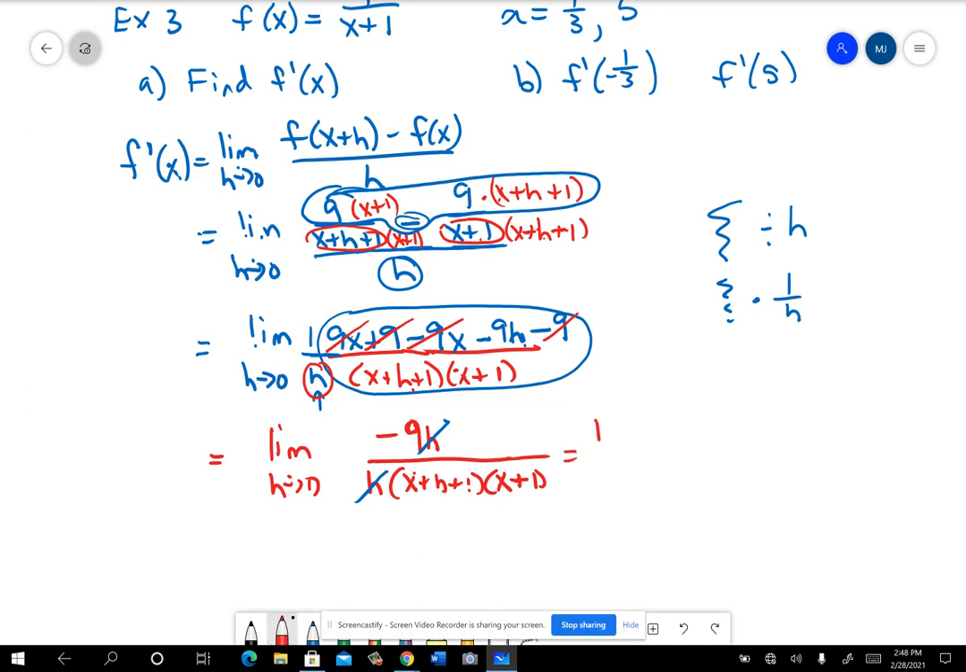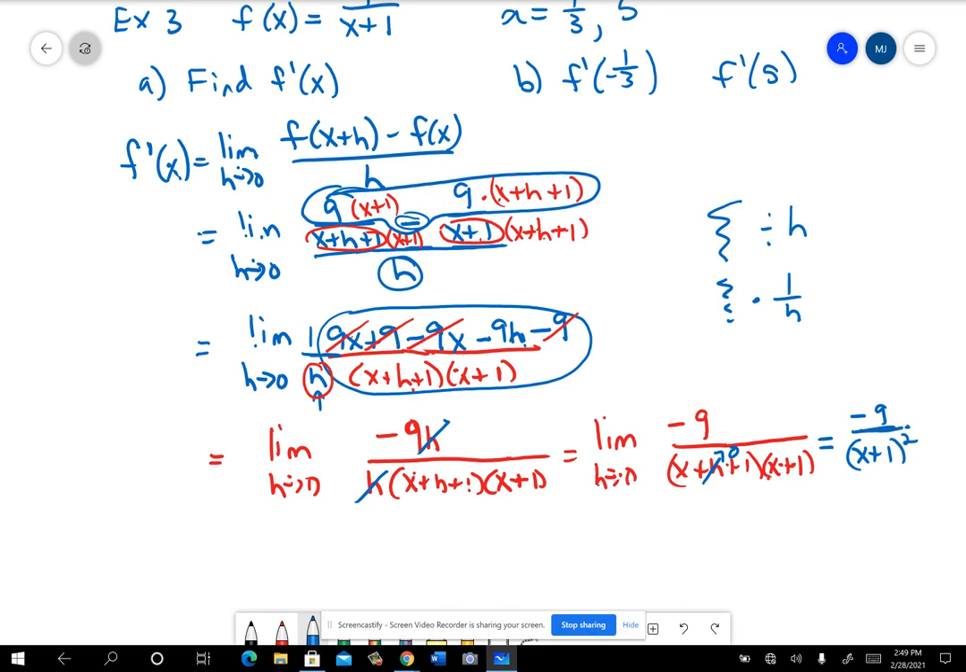So now that becomes the limit as h approaches 0 of negative 9 over x plus h plus 1 times x plus 1. So that's the completely simplified. That's as far as you need to go, is simplifying the expression before you do the direct substitution. Now you think, okay, h is going to go to 0. So this is going to go to 0. So this limit becomes negative 9 over x plus 1 quantity squared.